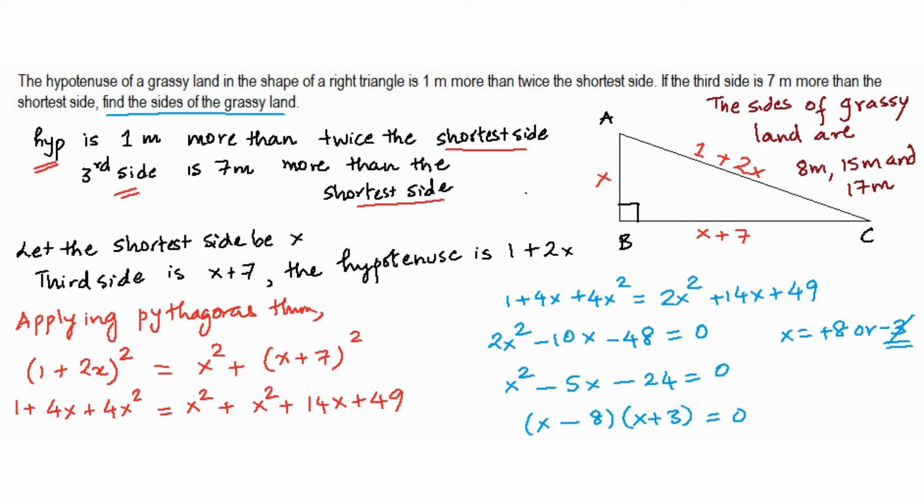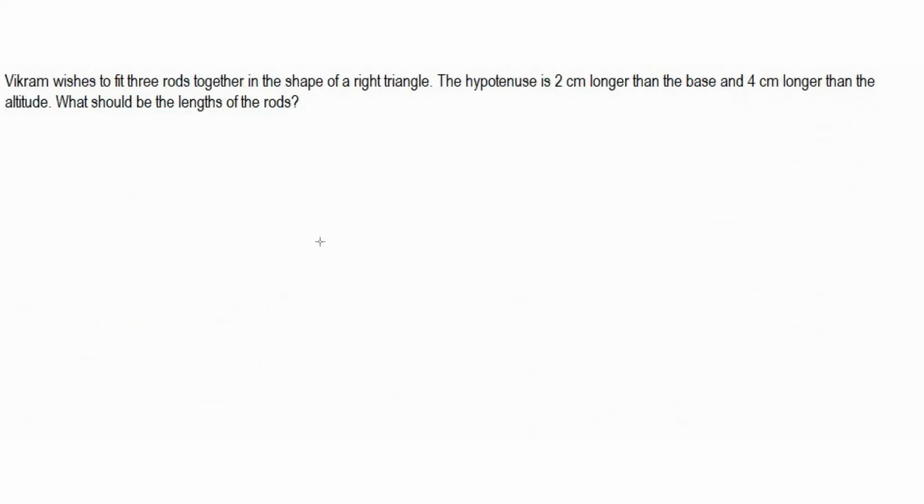Moving on to the next question. So let's take a look at the following question. Vikram wishes to fit 3 rods together in the shape of a right triangle. Okay, so let's quickly draw a right triangle. The hypotenuse is 2 centimeters longer than the base and 4 centimeters longer than the altitude. Okay. So over here you will notice that the hypotenuse is a good reference point to pick because the other two sides have been compared with respect to the hypotenuse.